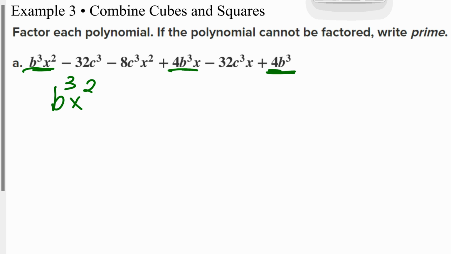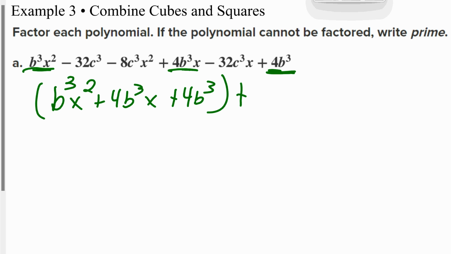And that's a positive 4b cubed x. So that means I can factor out a b cubed, right? And then plus a 4b cubed. And then I can put those all together, separated by an addition sign, and then I can put the other 3 together, right? And they all have c cubed, so I'm going to factor out a c cubed.